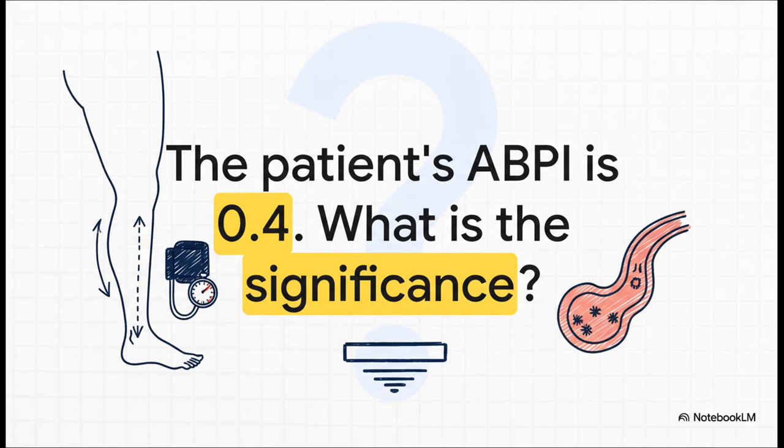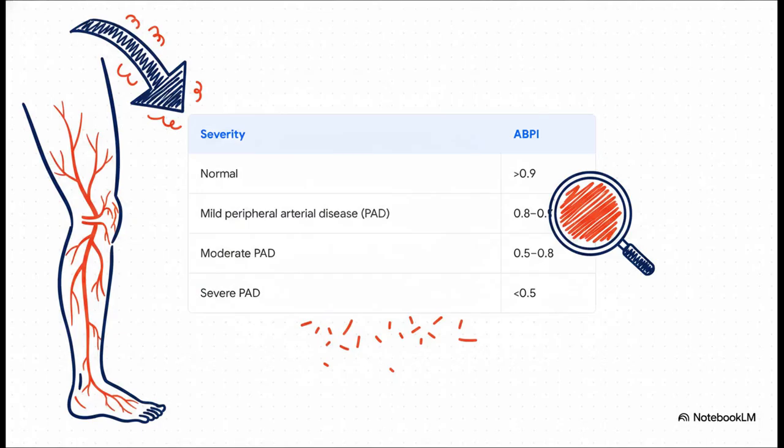In his left leg, it's 0.4. Tell me, what is the significance of that finding? An ABPI of 0.4 is extremely significant. A normal value is generally considered to be above 0.9. A value below 0.5, like this one, indicates severe peripheral arterial disease. It provides objective evidence that there is a critical lack of blood flow to that limb.